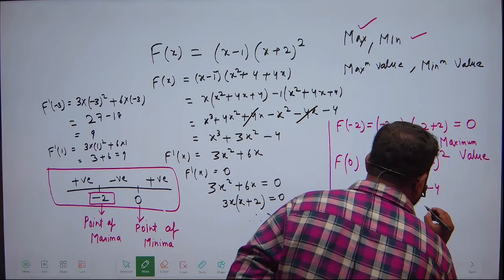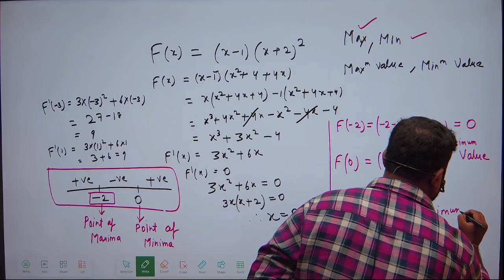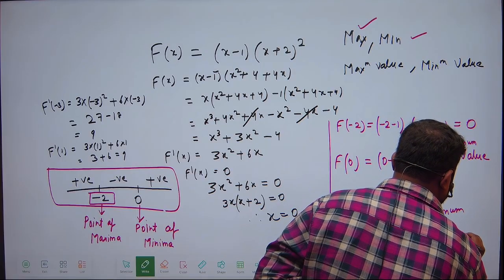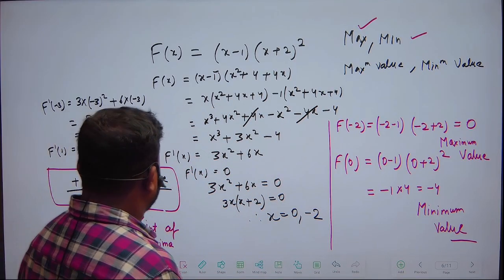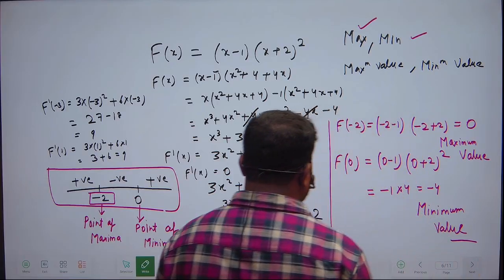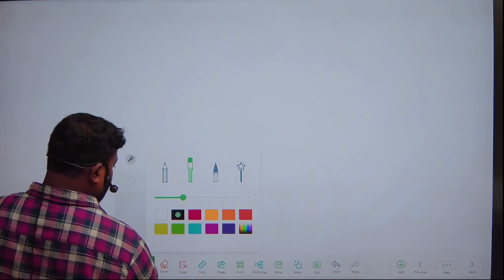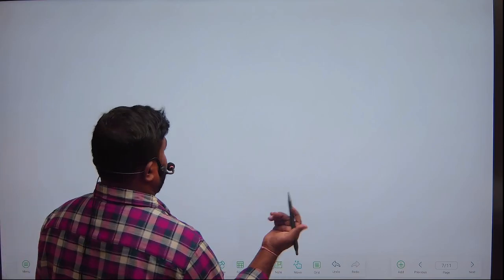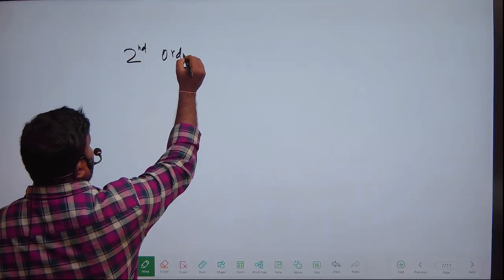Okay. What about 4? 4 is the minimum value. I hope you understand these questions, how to find the maxima and the minima. Now the next thing, I am going to discuss the second method. That is the second order derivative test.